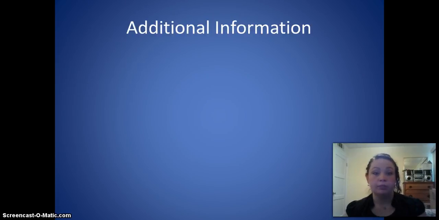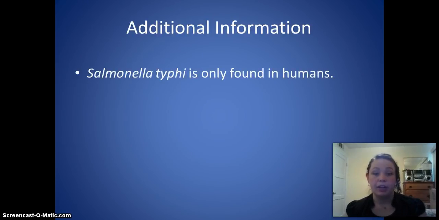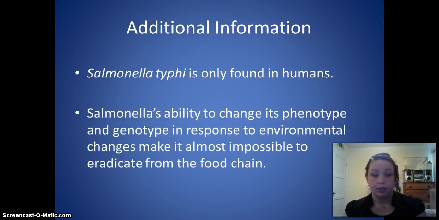Additional information. Salmonella typhi is only found in humans. Salmonella's ability to change its phenotype and genotype in response to environmental changes makes it almost impossible to eradicate from the food chain.